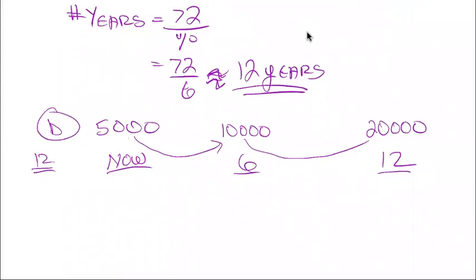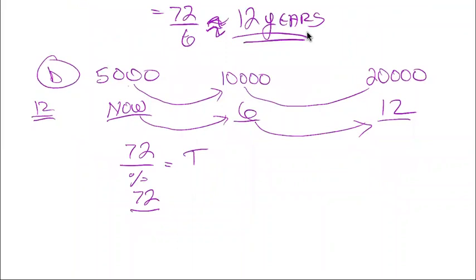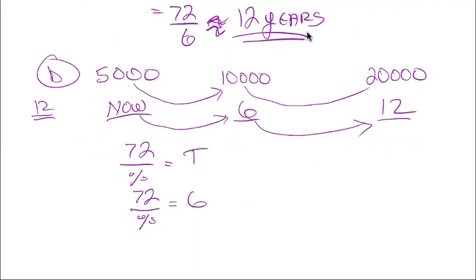We can consider our rule of 72. 72 divided by my percentage is equal to my time in years. Well, my time for it to double is every 6 years. So 72 divided by my percentage is equal to 6. How do I get my percentage? Let's work this out. 72 over my interest rate is equal to 6.